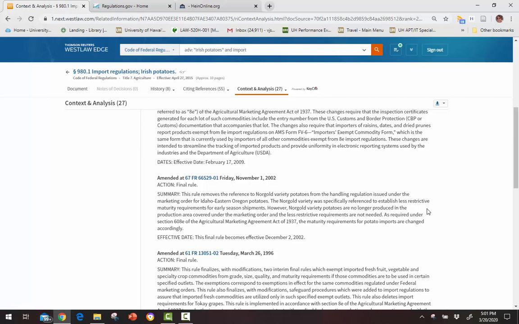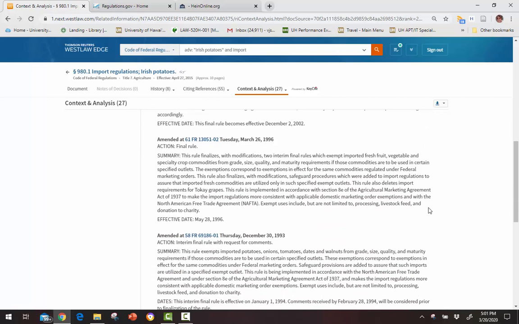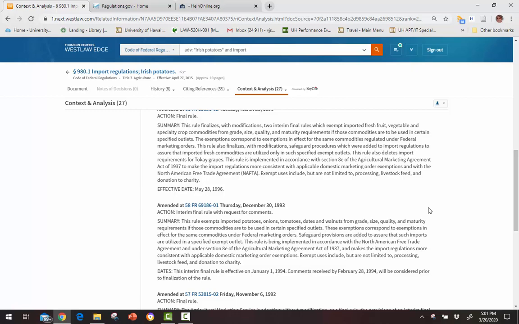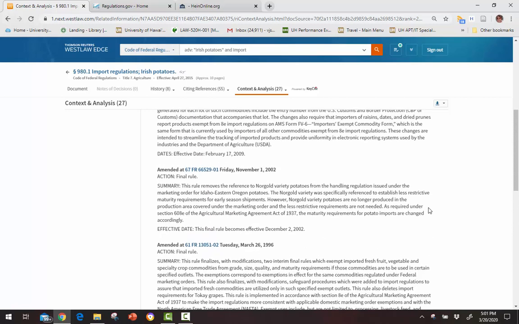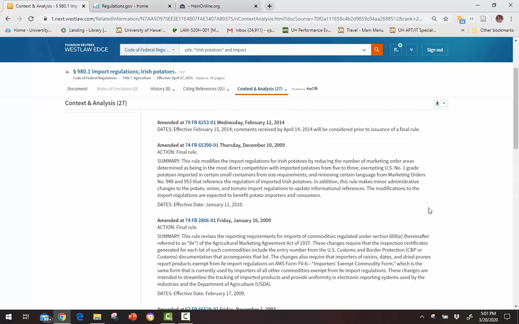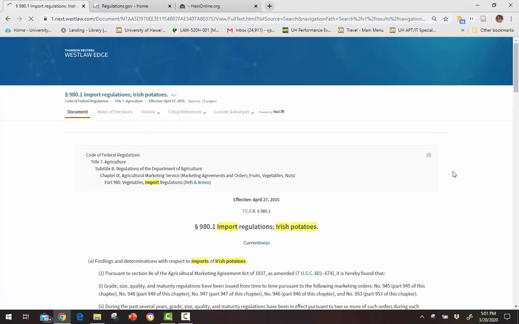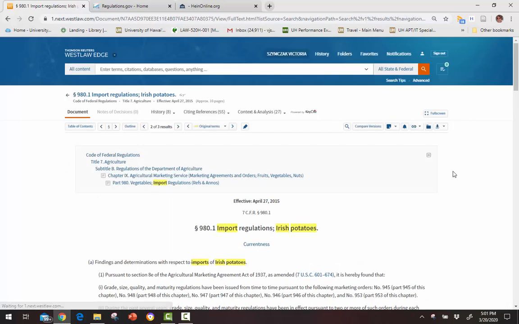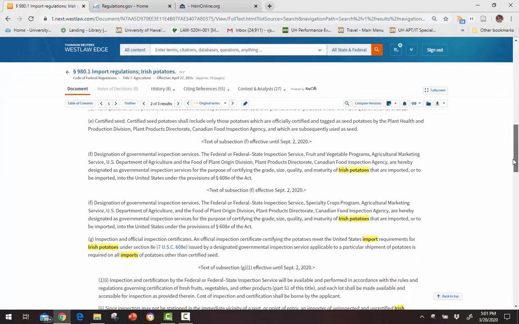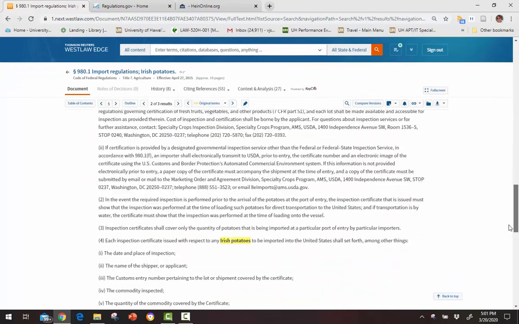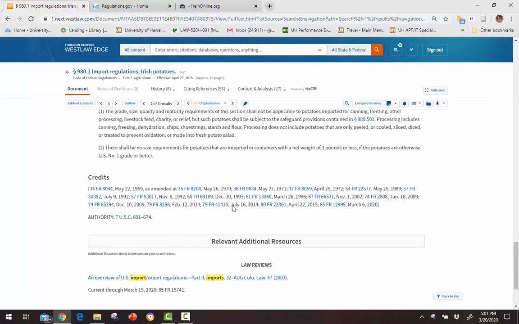So you can get an idea of how the regulation develops. Exactly. So you get an idea of how the regulation developed, what it looked like in the final rules at different points. And if we wanted to see the full history of the regulation, we can go down to the bottom, right? Just like the statute. History down here under credits.